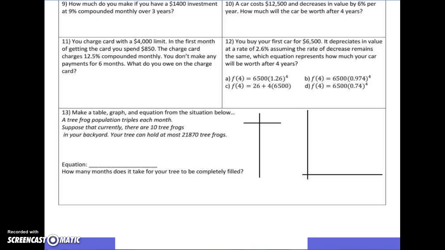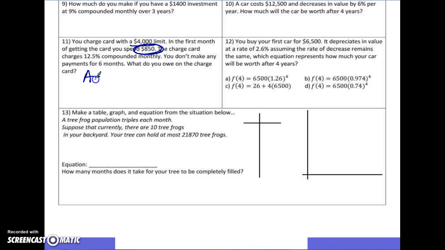Number 11, you get a charge card with $4,000 limit. In the first month of getting the card, you spend $850. The charge card charges 12.5% compounded monthly. You don't make any payments for 6 months. What do you owe on the charge card? It does have that limit, but we just care about how much you spend because they charge you interest on the money that you spent.